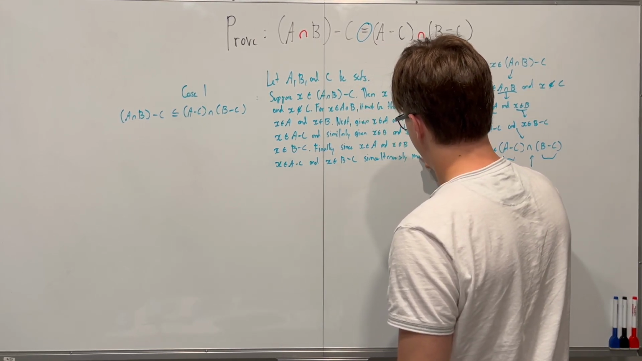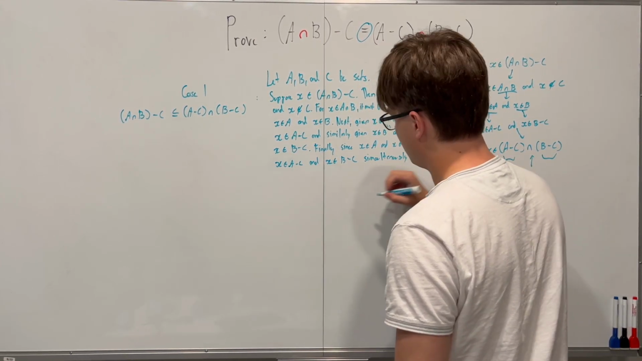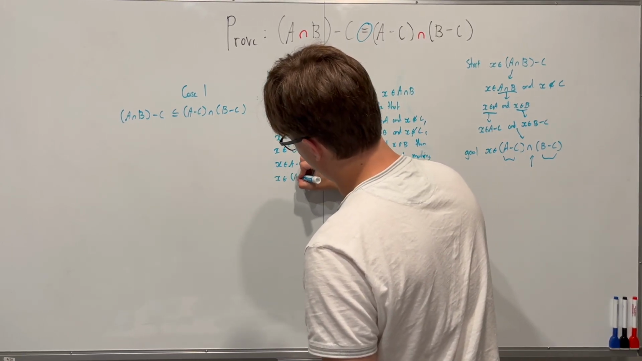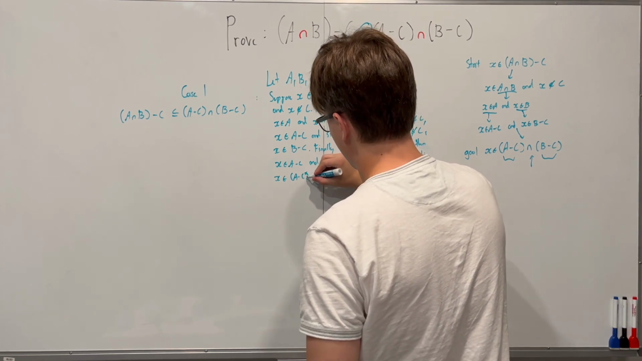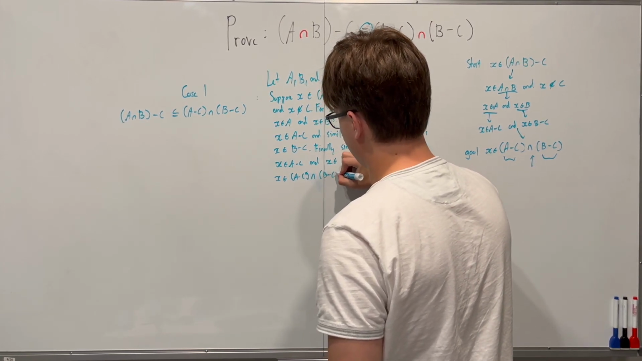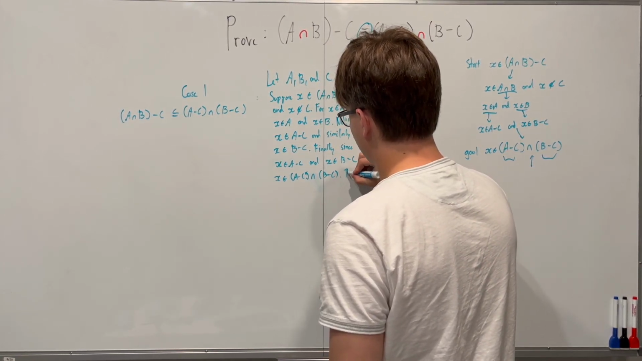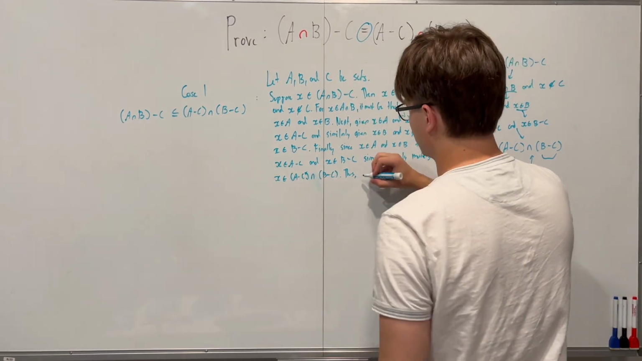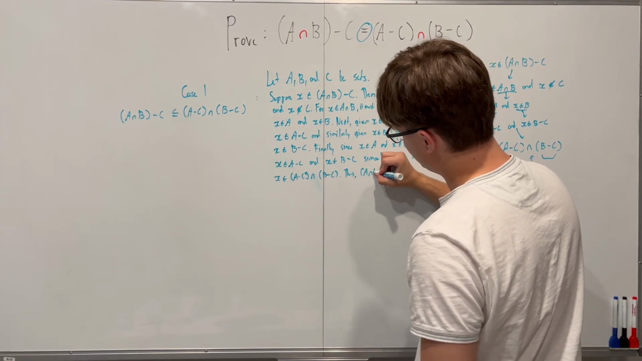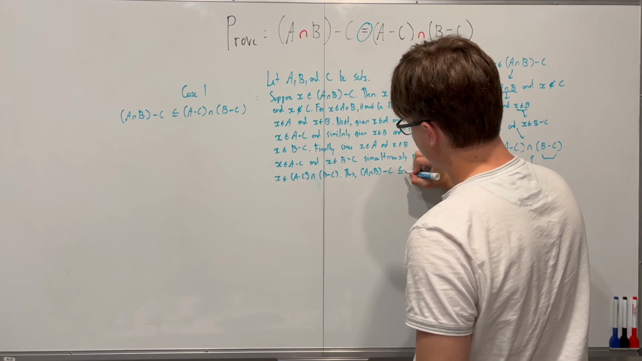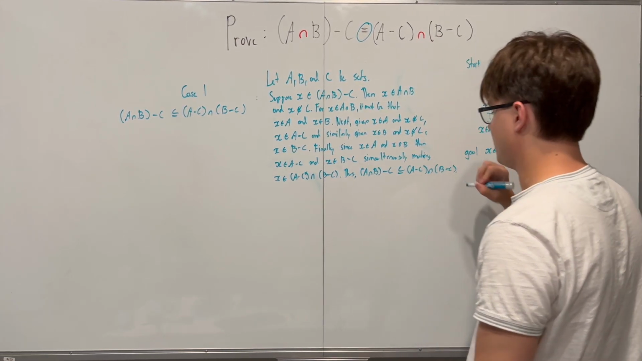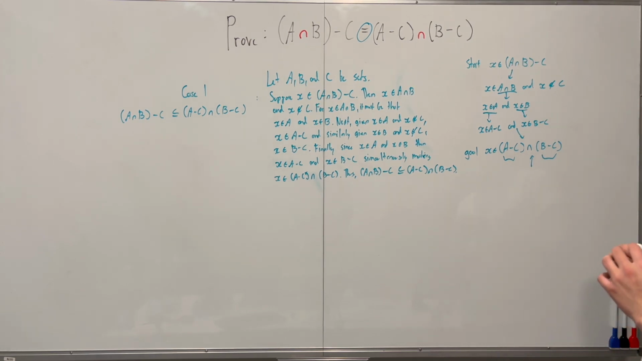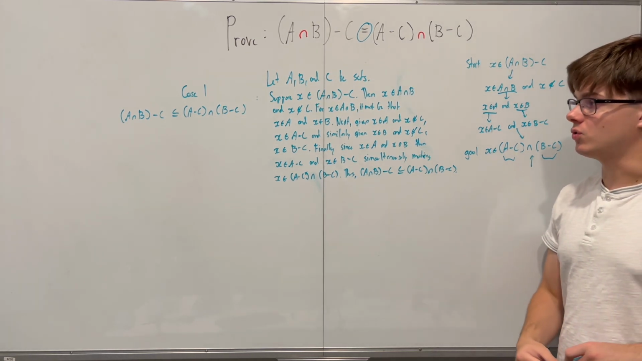simultaneously, making x an element of A minus C intersect with B minus C. And then we can say, thus, we can now conclude what we were trying to prove. A intersect B minus C is a subset of A minus C intersect with B minus C. So there we go. We've proven that the first case is, in fact, true.